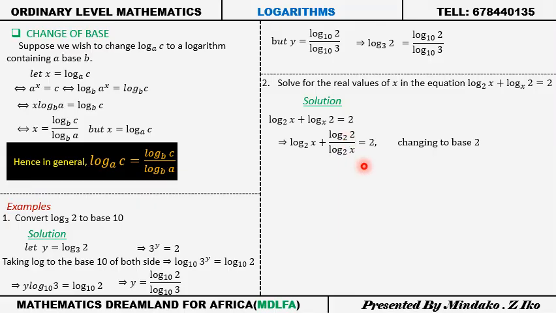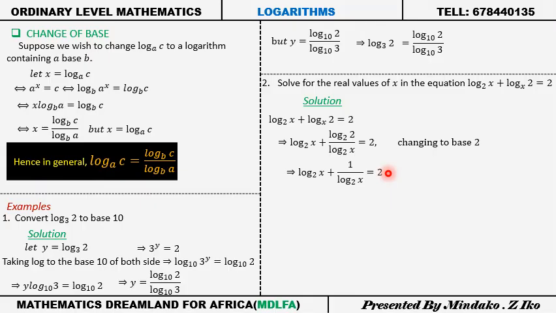Now notice something: if we apply law number 4, which says that the logarithm of m to the base m is equal to 1, it means that the log of 2 to the base 2 is equal to 1. Therefore at the end of the day we have log x to the base 2 plus 1 over log x to the base 2 being equal to 2. From here we can multiply everything by log x to the base 2.